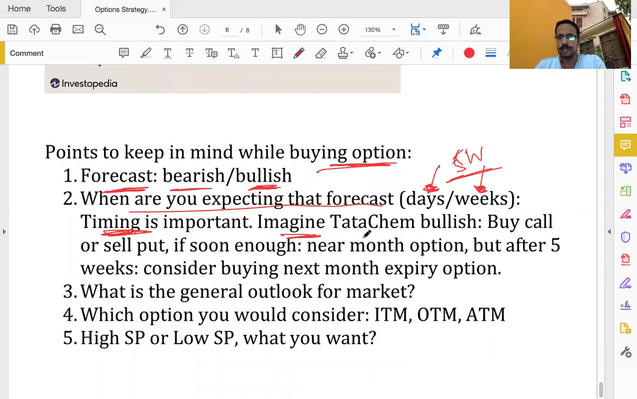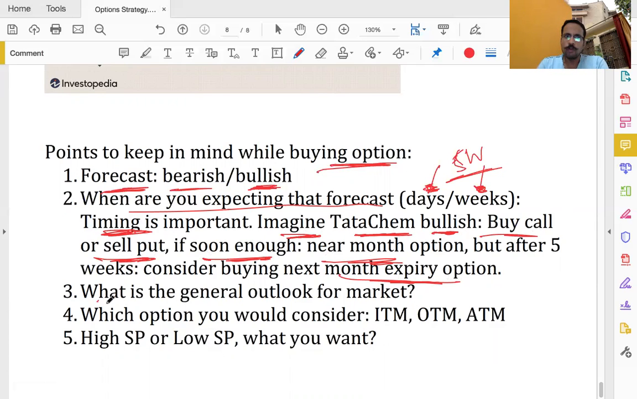Imagine a Tata Chemical stock, and you are expecting that prices will go up. You are bullish. You buy a call or you sell a put. If you do that soon enough, that's going to give you some profit, right? Otherwise, you have to buy the next month expiry options.